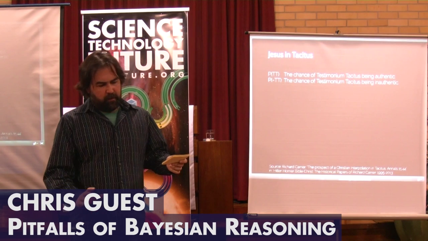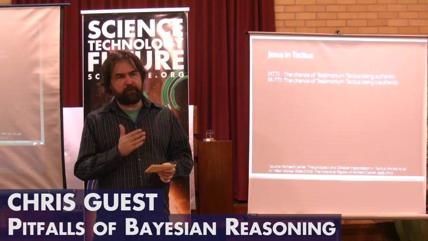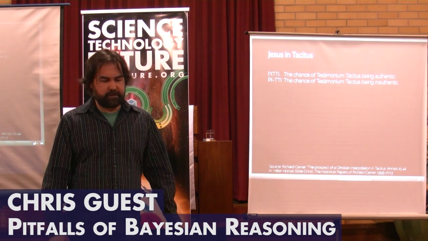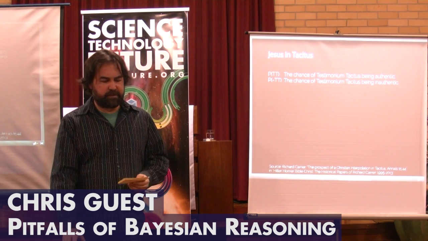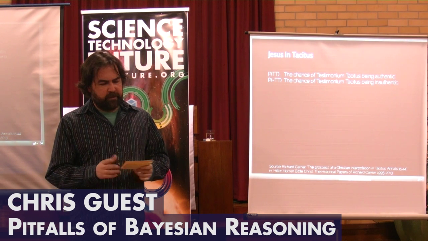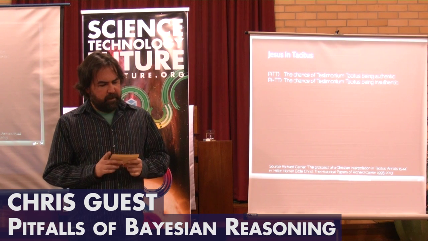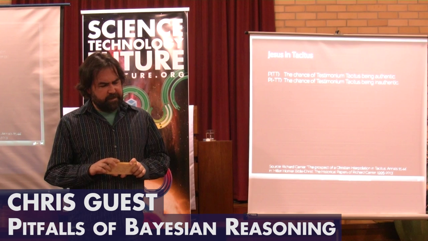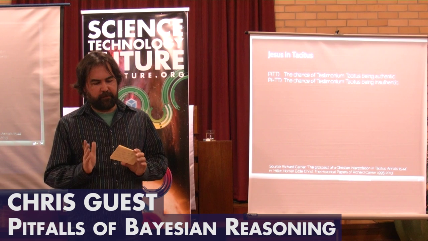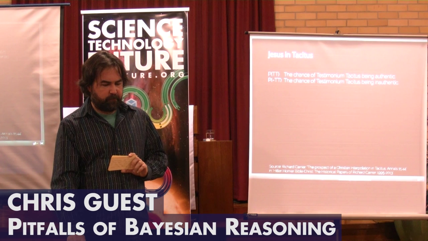Now, for consistency, I'll try to use the same kind of notation that I used for the McGrew article. I've played with the terms a little bit just to make it consistent, but it's pretty much the same argument as it appears in Richard Carrier's piece. So I just quoted this passage, the Testimonium Tacitum, and the first term we'll deal with here is PTT, the chances of it being authentic, as opposed to the chances of it not being authentic.